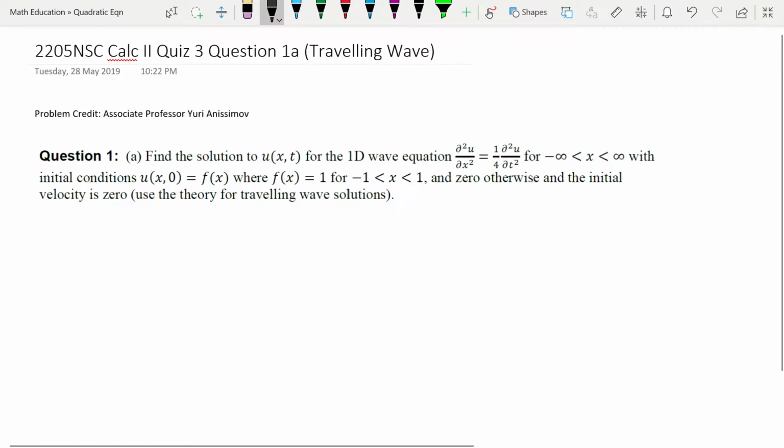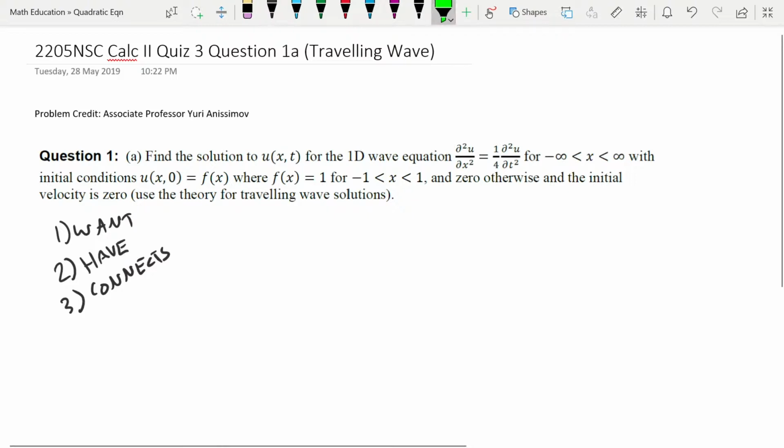All right, welcome back. And we're going to do question 1, which is the traveling wave question on quiz 3. So to start off with, we're going to haul out our usual questions of what do we want? What do we have? And what connects them? So to start off with, what do we want?